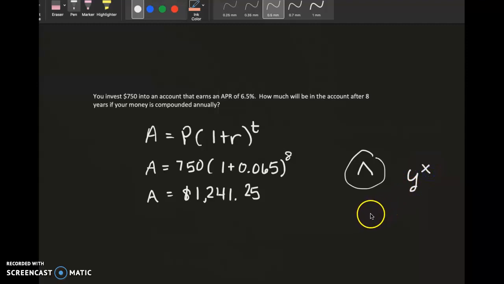Now, if your calculator does not have this button, you might have something that looks more like this. Just kind of depends. So you might have to use that to get the exponent spot. If that's the case, then you're probably going to have to work a little backwards. Reach out to me if you're not sure how to plug it into your calculator.